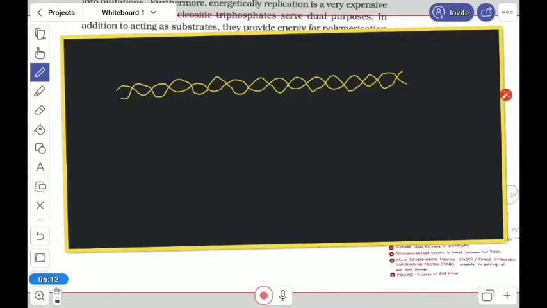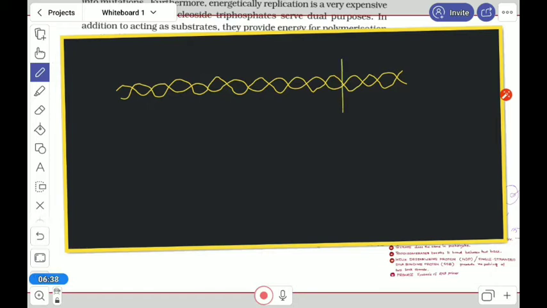Now we are entering inside the process. The first step is supercoil relaxation. What is it? You know that DNA is a coiled structure, and it is very long. Per cell it may be 7-8 feet long. Now look at its structure. It is coiled. If it is coiled, then replication cannot take place.